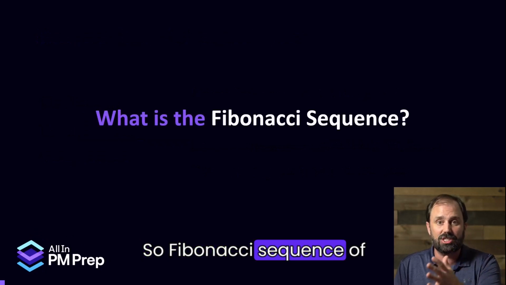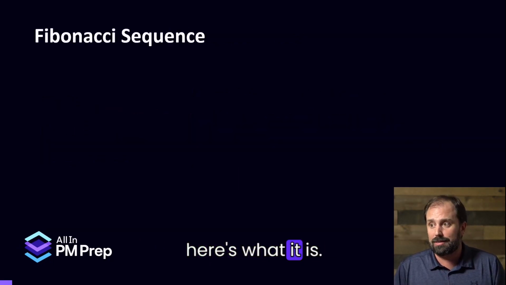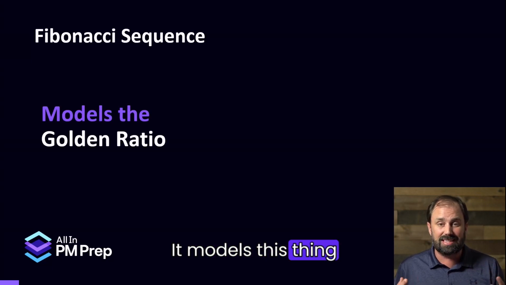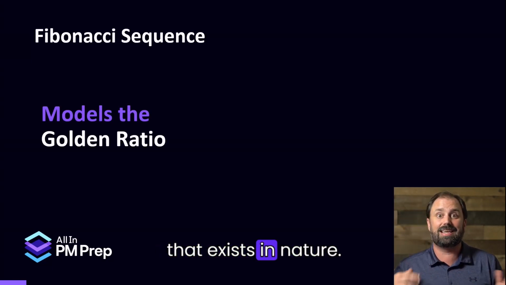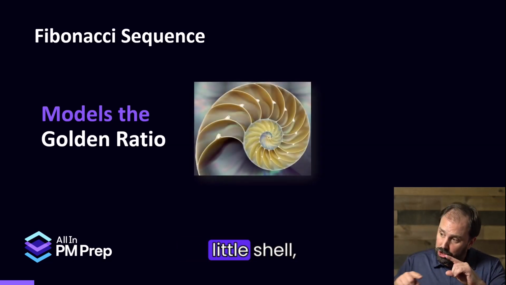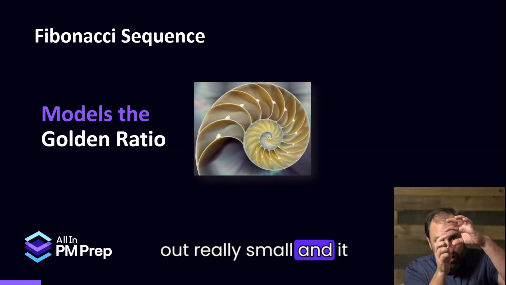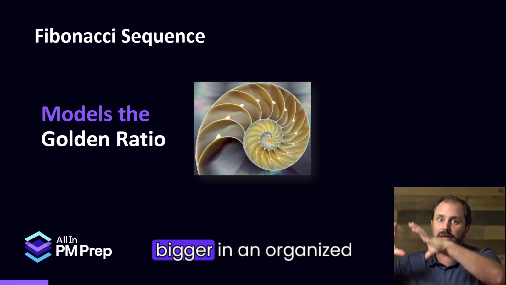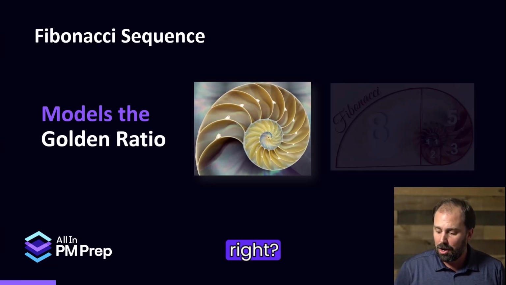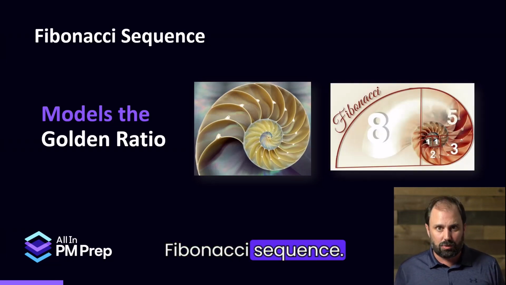So the Fibonacci sequence of numbers, here's what it is. It models this thing called the golden ratio that exists in nature, okay? If you see this little shell, see how it starts out really small and it kind of beautifully looks like it gets bigger in an organized manner, right? That's called the Fibonacci sequence, all right?